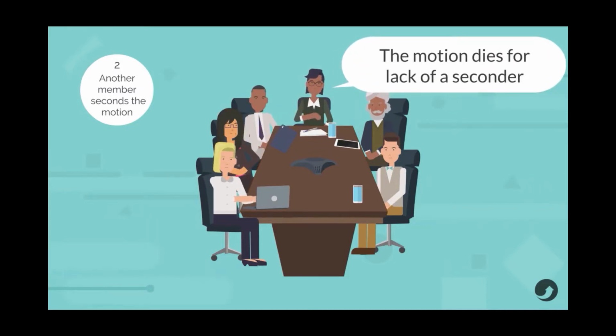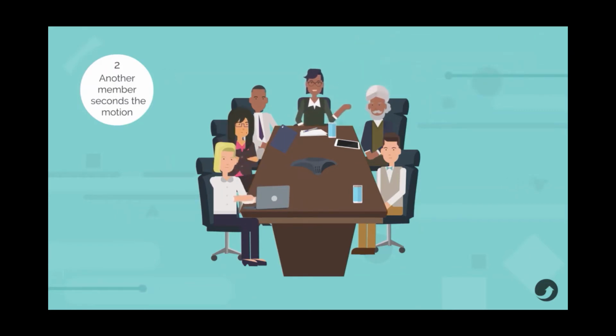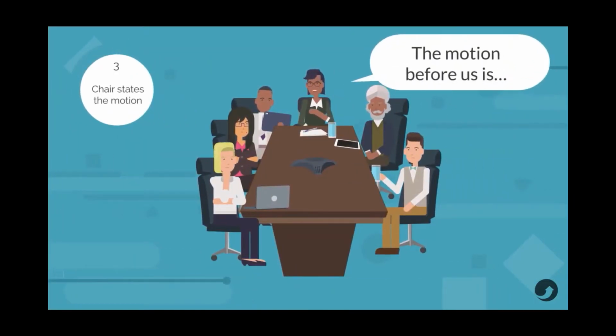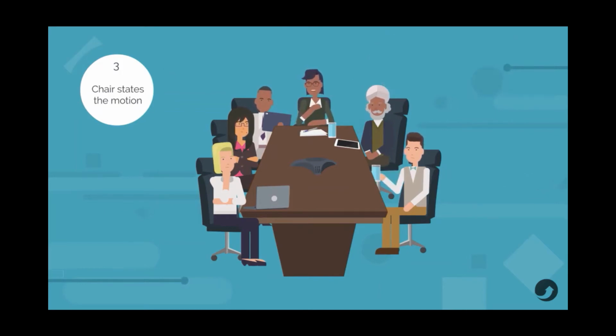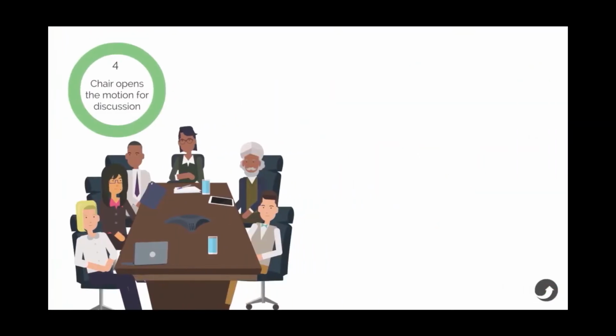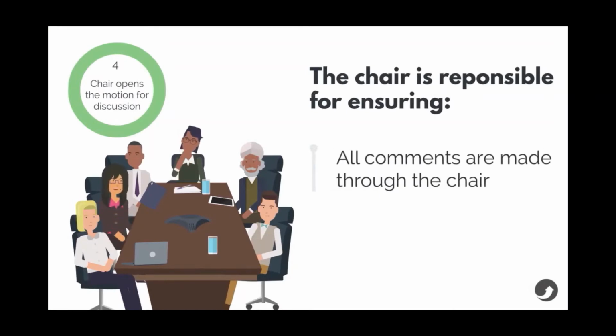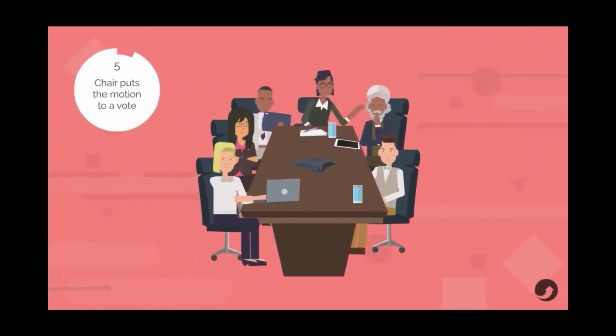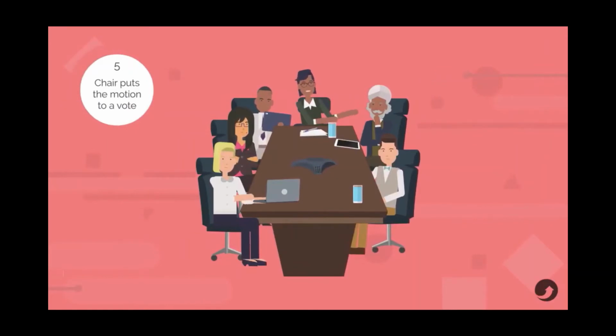It may seem awkward if nobody supports the motion, but to respect everyone's time, the chair will move on to other business. After a motion is seconded, the chair states the motion to ensure that everyone is clear on what's being discussed. The chair then opens the motion for discussion. It's the chair's responsibility to ensure all comments are made through the chair and that debate is controlled to ensure fairness, balance, and efficiency. Once the chair feels that there has been sufficient discussion regarding the motion, he or she will call for the vote.